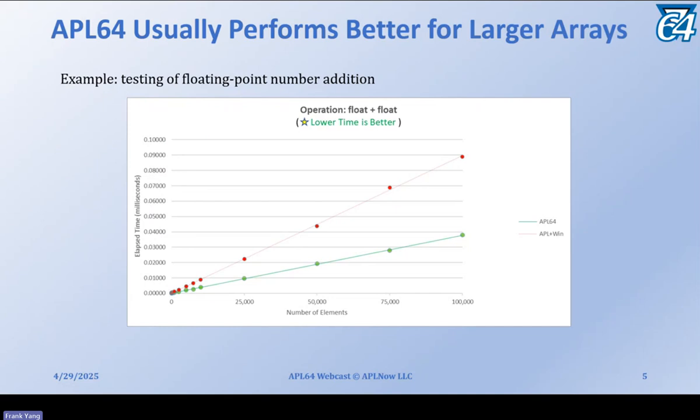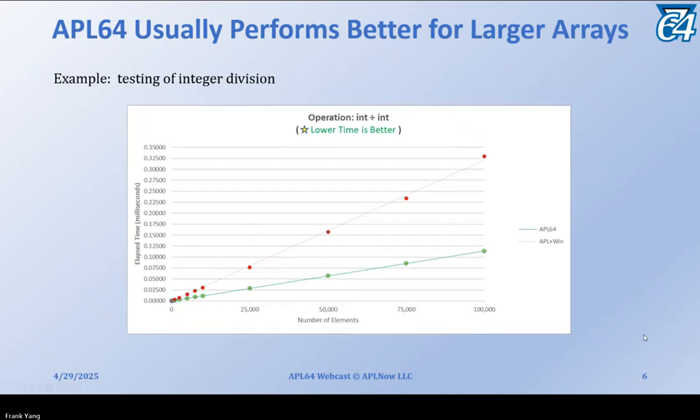Our internal testing found that for large arrays, APL64 usually performs better than APL+Win. This graph shows the test results for floating number addition. As we can see, for large arrays, APL64 performs better than APL+Win. Similarly, this graph shows that APL64 performs better than APL+Win when testing the integer division operation.